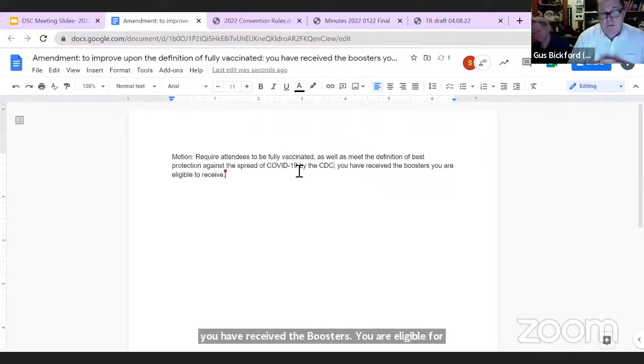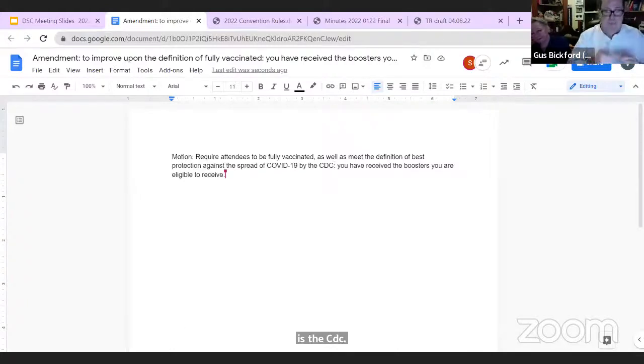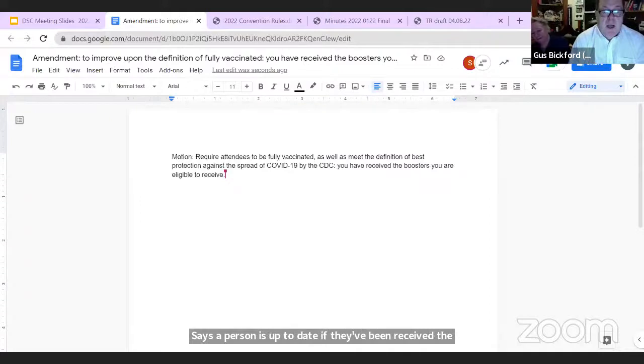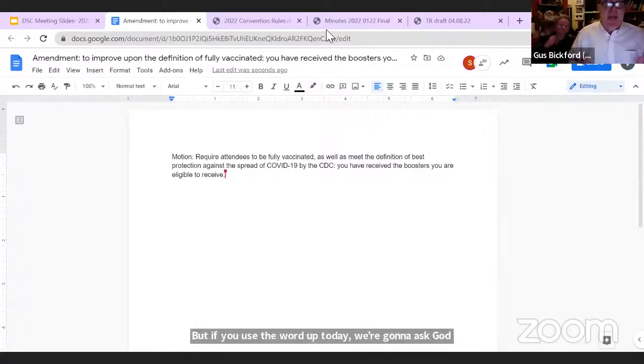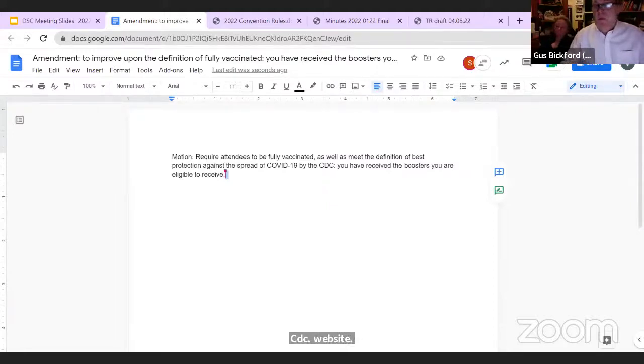Gus, it's Leon. One of the things we're missing is the CDC says a person is up to date if they've received the recommended vaccines and one booster when eligible. Getting the second booster is not necessarily considered at this time. But if you use the word up to date, we're going to ask our delegates to read the words. We didn't add the words somewhere. We're going to look at the definition of best protection against spread of COVID-19. Wear a mask. It says up to date on the CDC website. That's the language. Please recognize people who are raising their hands instead of just talking out of order.